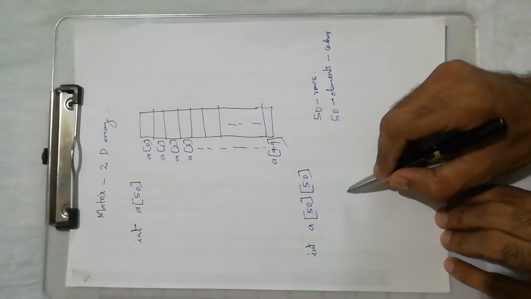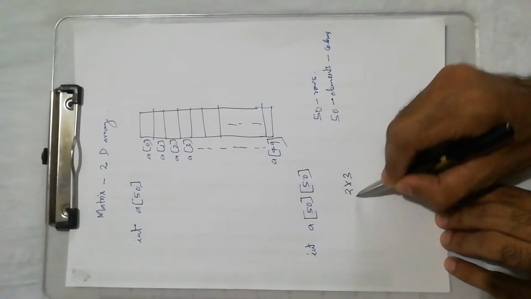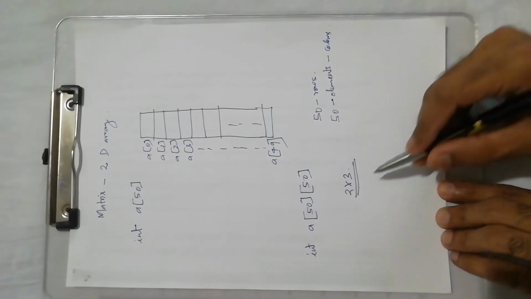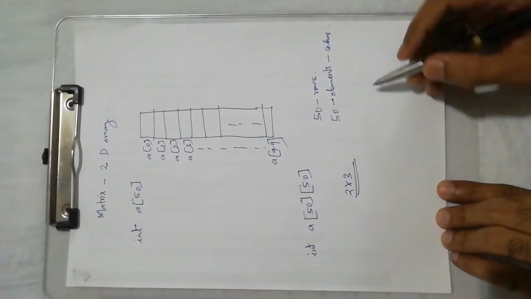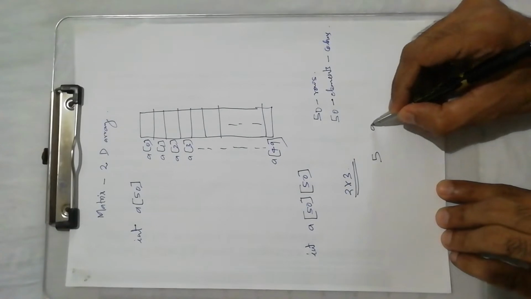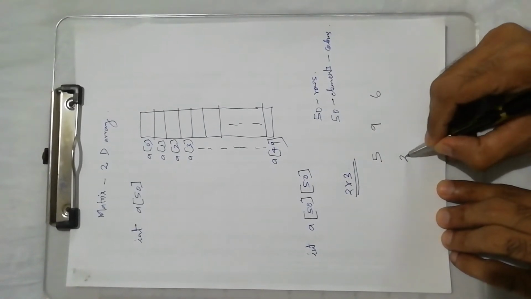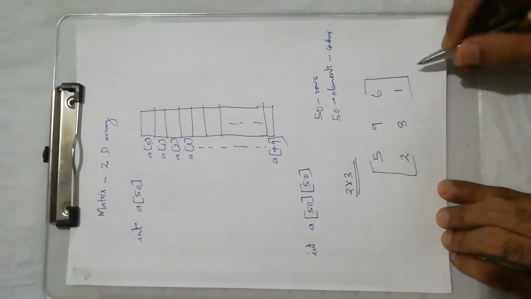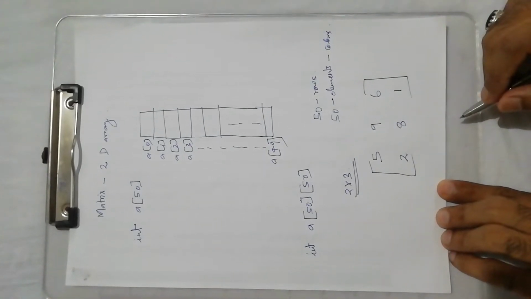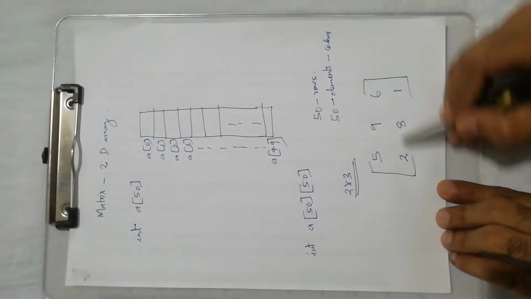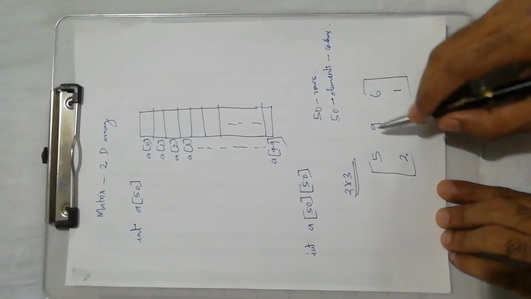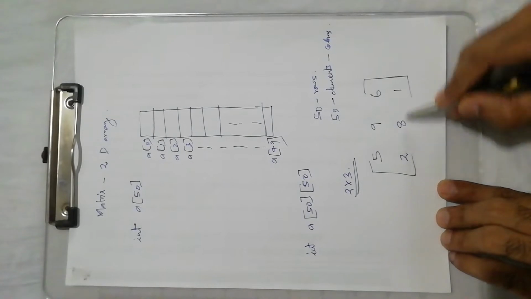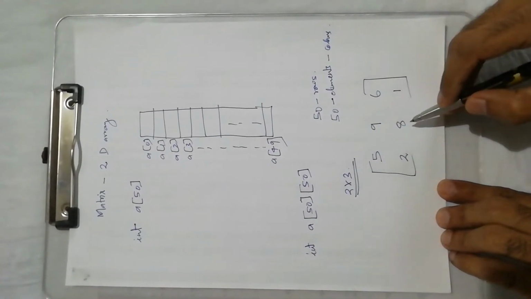For example, an example of a 2/3 matrix. A 2/3 matrix means 2 rows and 3 columns. For example, 5, 9, 6, 2, 8, 1. This is a 2/3 matrix: 2 rows, 3 columns. Row 1, row 2, column 1, column 2, column 3.